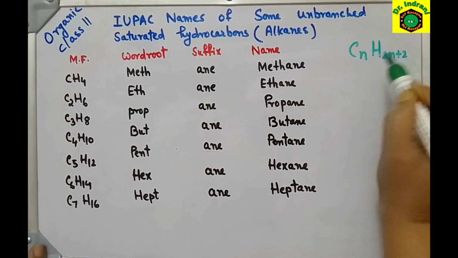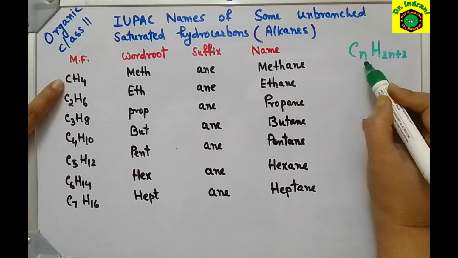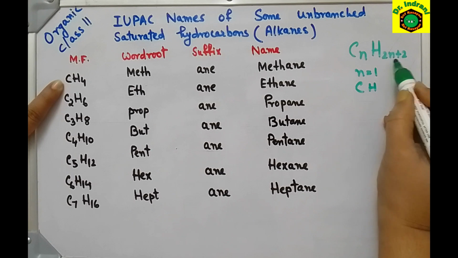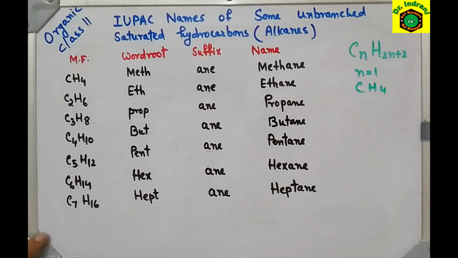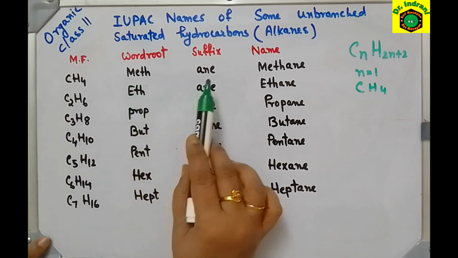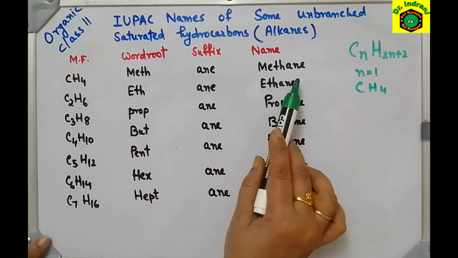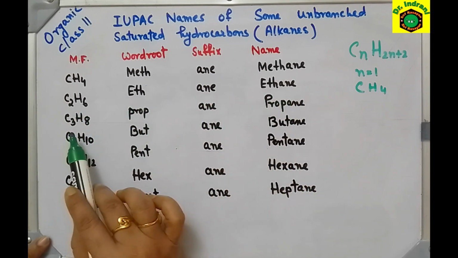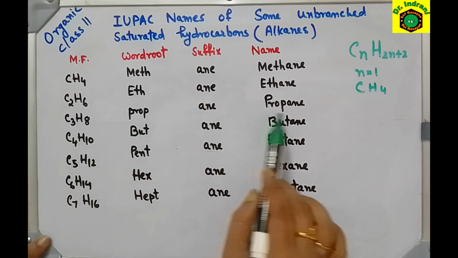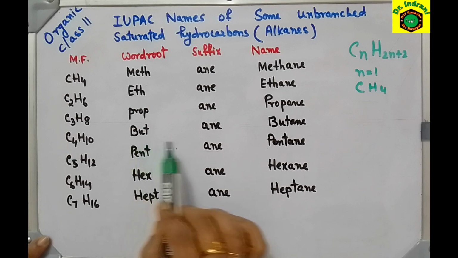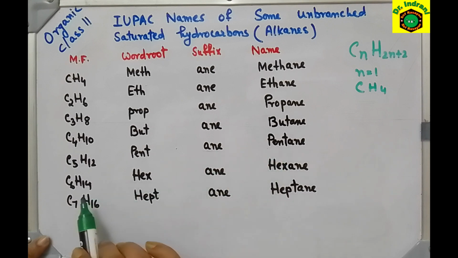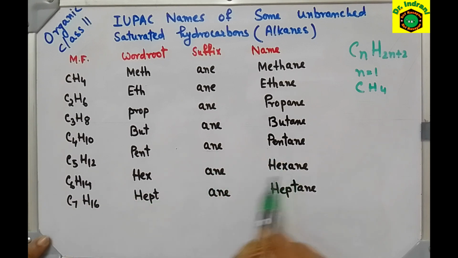You can check. For methane, n is equal to 1, therefore CH, if n is 1, it is 4. So here the word root is meth, suffix ane. So meth plus ane is methane. Similarly, for 2 carbon atoms, eth plus ane, ethane. 3 carbon atoms, prop plus ane, propane. 4 carbon atoms, but plus ane, butane. 5 carbon atoms, pent plus ane, pentane. For 6 carbon atoms, hex plus ane, hexane. For 7 carbon atoms, hept plus ane, heptane.